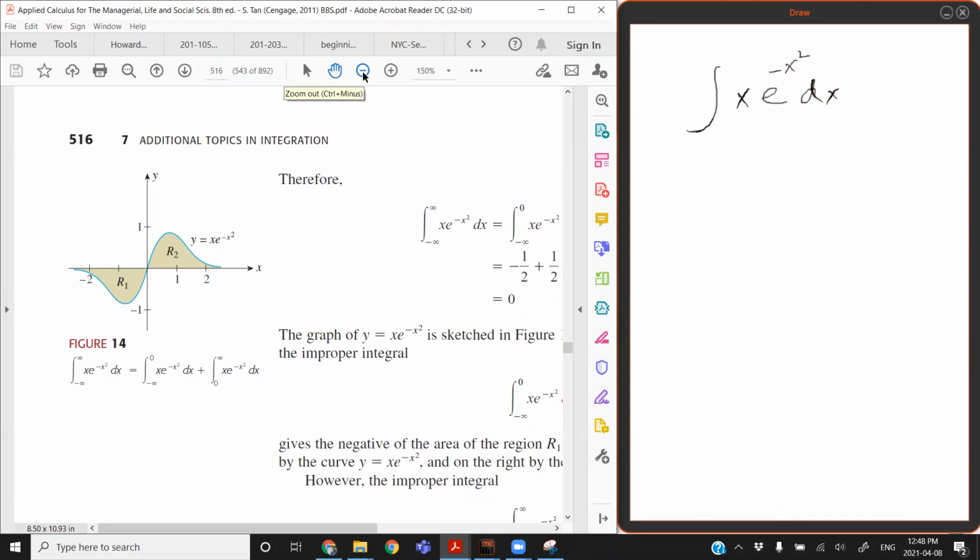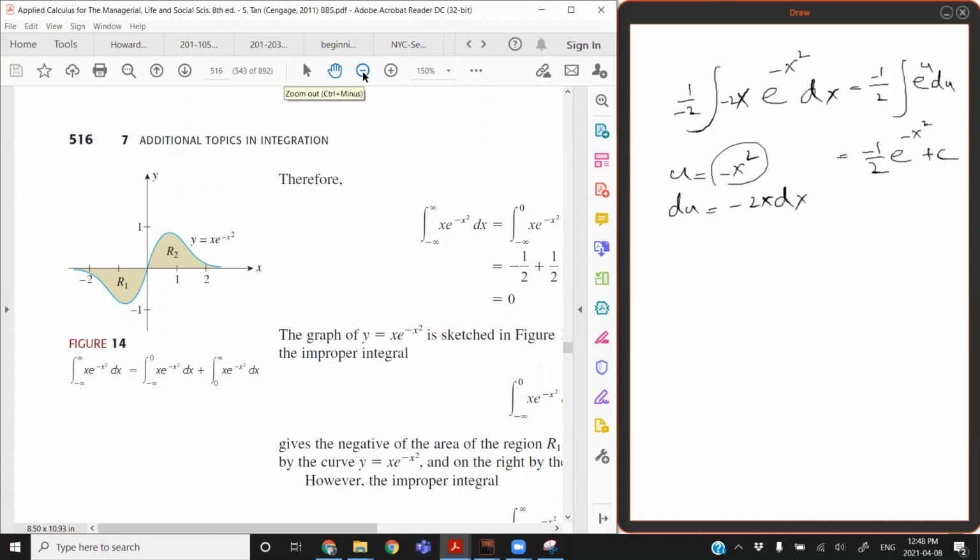Let's just forget about the bound. Just do that as an indefinite integral. I take u to be minus x squared. Du is going to be minus 2x dx. Multiply by minus 2, divide by minus 2. This is going to be negative 1 over 2 integral of e to u du. So it's going to be negative 1 over 2 e to whatever u is, minus x squared plus c.